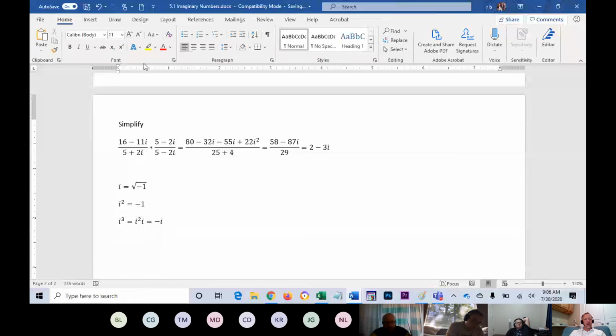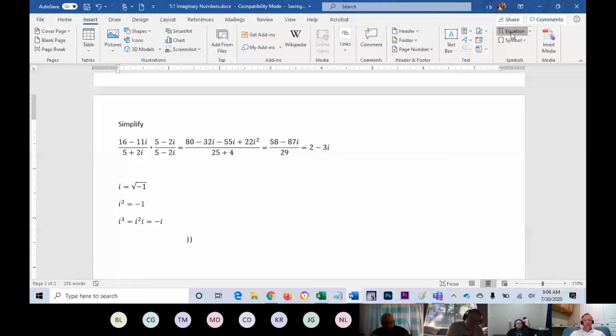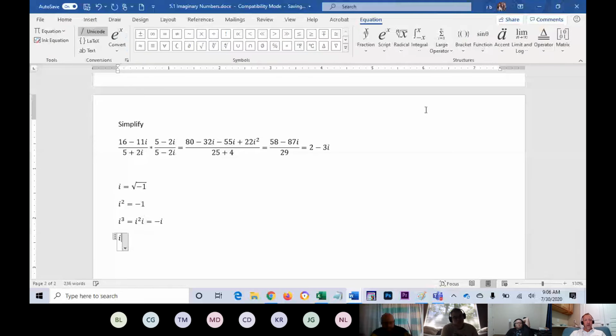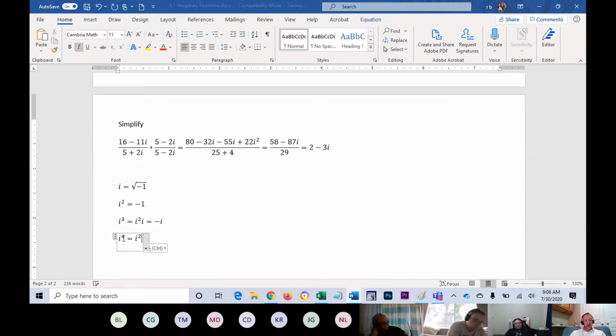And then i to the fourth. What's i to the fourth? It's i squared times i squared, which is just 1. So that's negative 1 times negative 1, which equals 1.